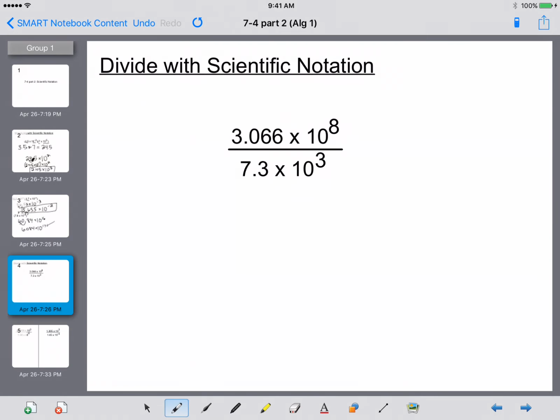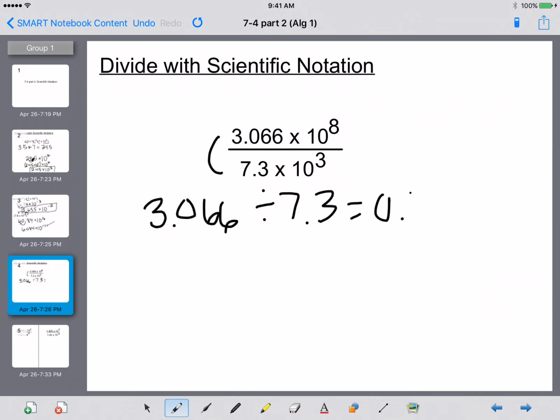Now moving on to dividing with scientific notation. Same deal. We're going to do 3.066 divided by 7.3. So you divide your bases. So 3.066 divided by 7.3 gets us 0.42. Divide our exponents. So 10 to the 8th divided by 10 to the 3rd. What you do is you subtract. So 8 minus 3 will get us times 10 to the 5th.